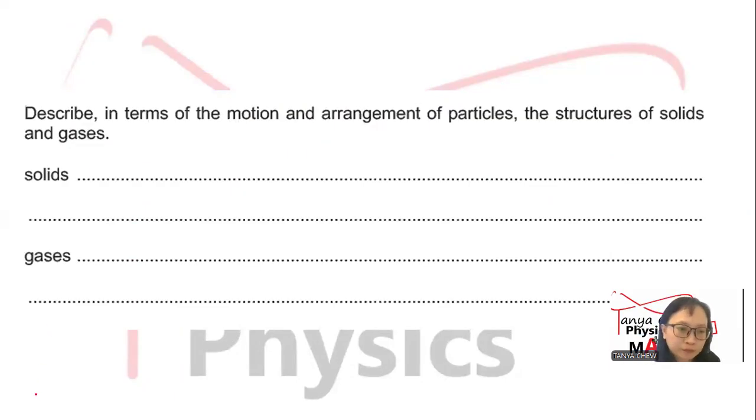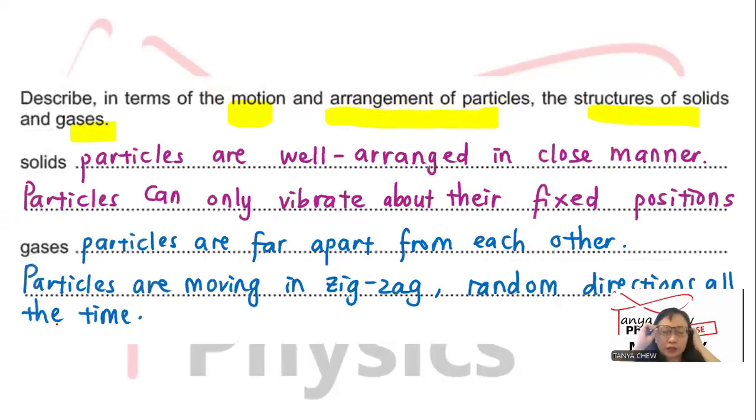First of all, I need to highlight this because it is about motion. Just focus on motion, the arrangement of the particles, and compare the structure of solids and gases. That's all you need to do. For solid, the particles are well arranged in a very close manner, because you definitely know that solid particles are very close to each other. And bear in mind, for solid, never ever use the word move, because solid particles can never move. They can only vibrate about their mean position or their fixed position.